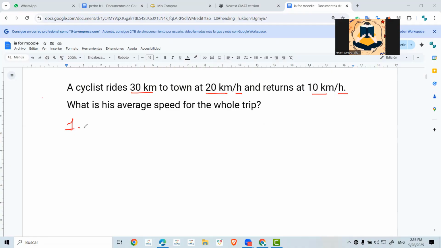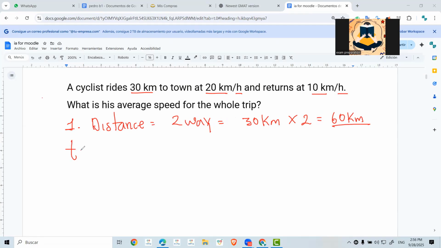So the first thing we're going to do here is find the total distance. What is the total distance? Well, it's a two-way trip because he goes and returns. So we have 30 kilometers, 2 times, because he goes and comes back. So it's going to be 60 kilometers. This is the total distance.